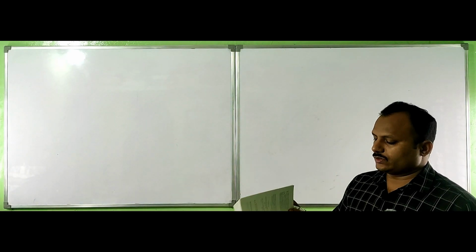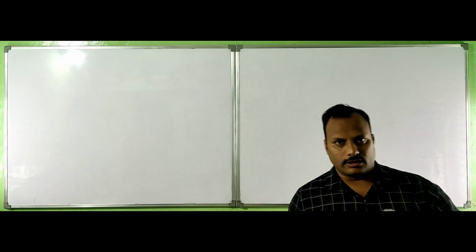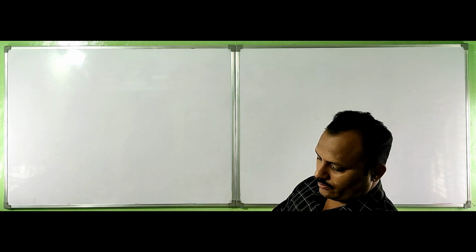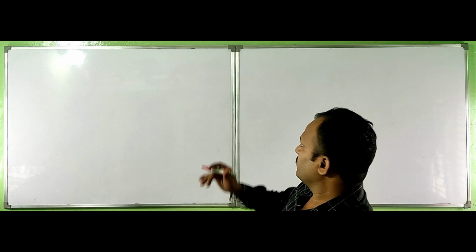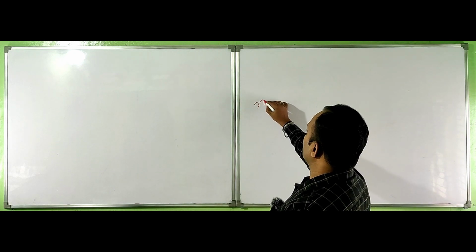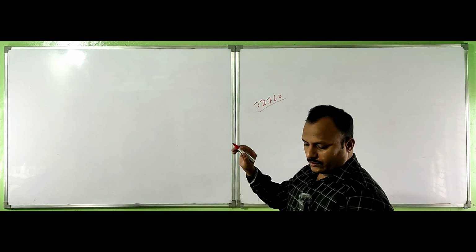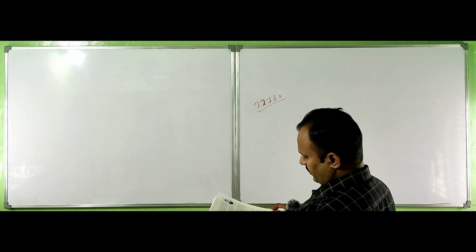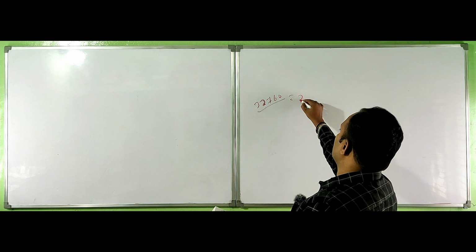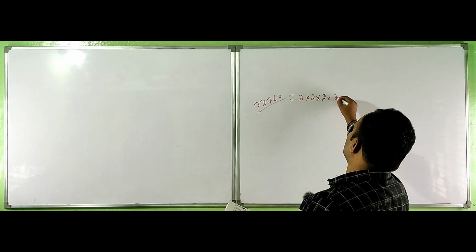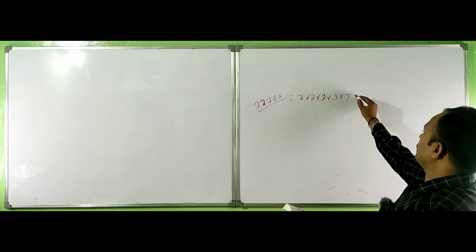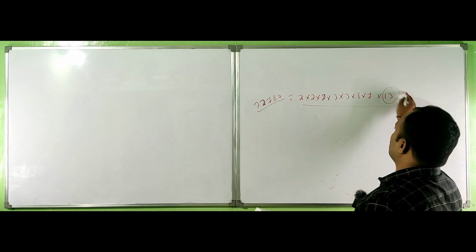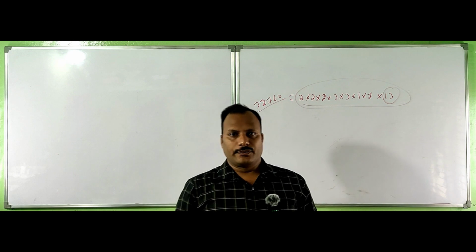Yesterday I solved some questions: find the LCM and HCF by the prime factorization method. One mistake I made was while dividing 3,760. I wrote the prime factorization except 13: 2 cubed, 3 cubed, that is 2 into 2 into 2 into 3 into 3 into 5 into 7. This one is accepted, even though I wrote it last time, but in the beginning also I skipped this one.